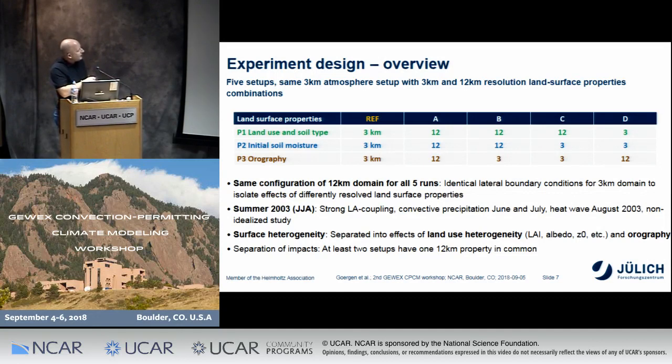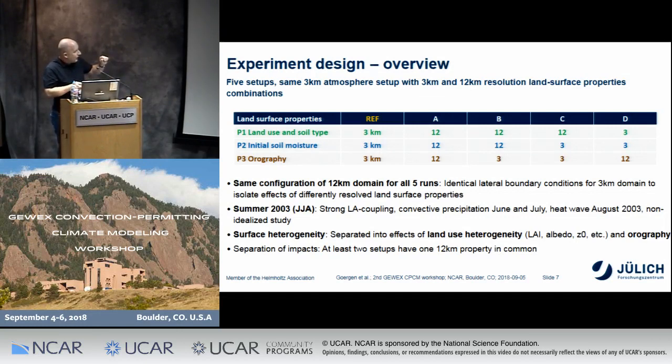So here we have our reference run, all 3 kilometers, and then the different setups or scenarios. Here, 12-kilometer initial soil moisture, orography, and so forth. So again, important, it's a one-way double nest. So the 12-kilometer domain always stays the same. So we have the identical lateral boundary conditions for the 3 kilometers.